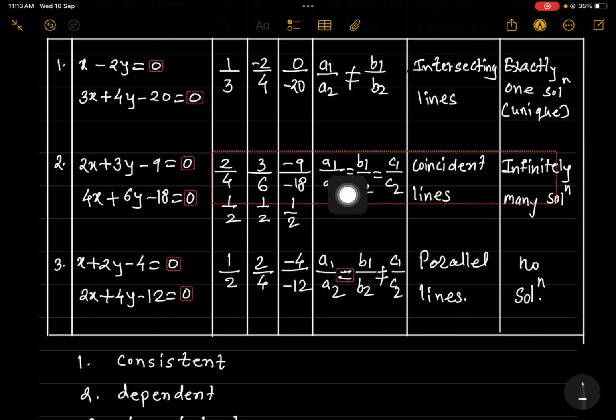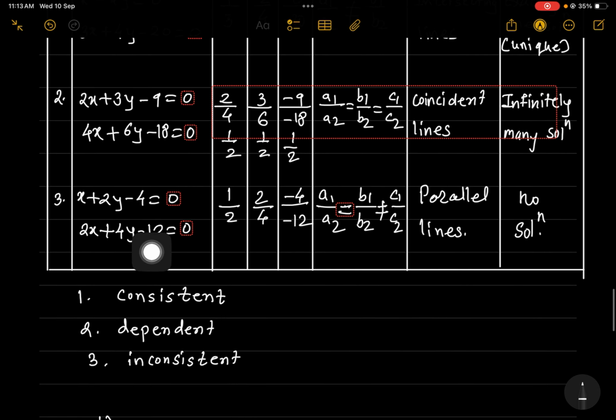Now see here, these all ratios are the same, so it is a coincident line, which means you are getting infinitely many solutions. Now the third equation, x plus 2y minus 4 equal to 0, then 2x plus 4y minus 12 equal to 0. Then here again we have to find out.